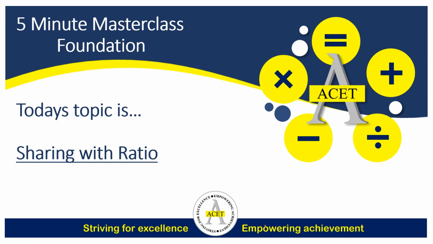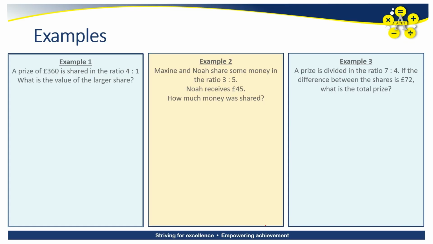Today's topic, sharing with ratio. So we've got 3 examples here to go through, and while they're all slightly different, we're going to use the same method for all of them. So if we've got example 1, a prize of £360 is shared in the ratio 4:1. What is the value of the larger share?